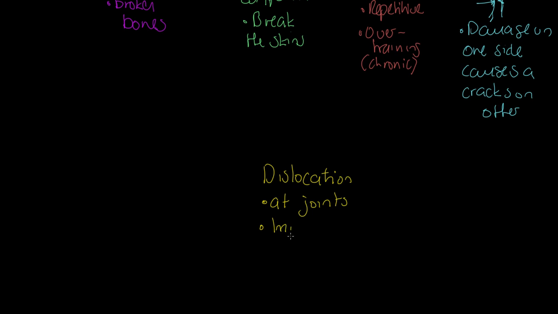Dislocation typically happens through impact. It's an impact injury in the main. It could be a fall, for example, let's say from a horse, an equestrian. And what we need to do for this is we have a need for realignment. So effectively, the bones need to be put back into place.